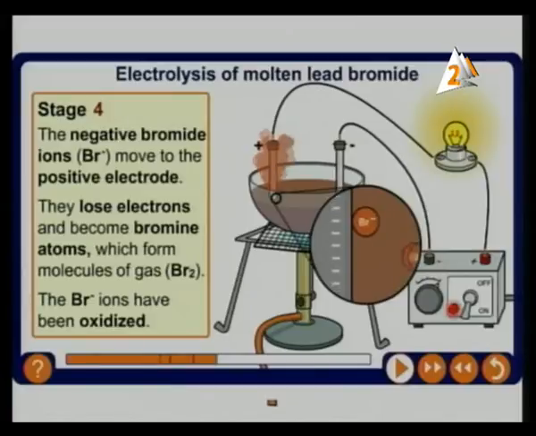They lose electrons and become bromine atoms, to make the molecule of bromine, Br2, in the gaseous state. The Br- ions have been oxidized. So at the positive electrode we have oxidation, and at the other electrode we have reduction.